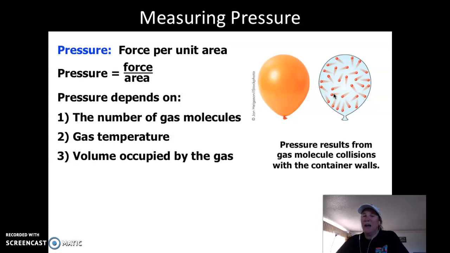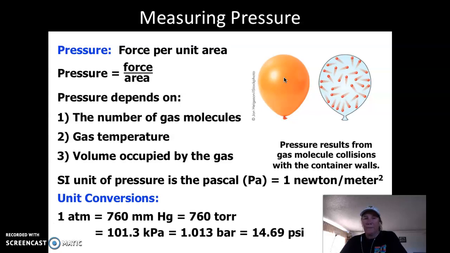And the volume occupied by the gas, like this balloon. This is the volume of the gas. If I make the balloon bigger, then these particles aren't going to collide with the side as much because they have more area, more space. So the things that we look at when we're talking about gases are how many gas particles, meaning how many moles, the temperature, and the volume. Those are the things that can vary.